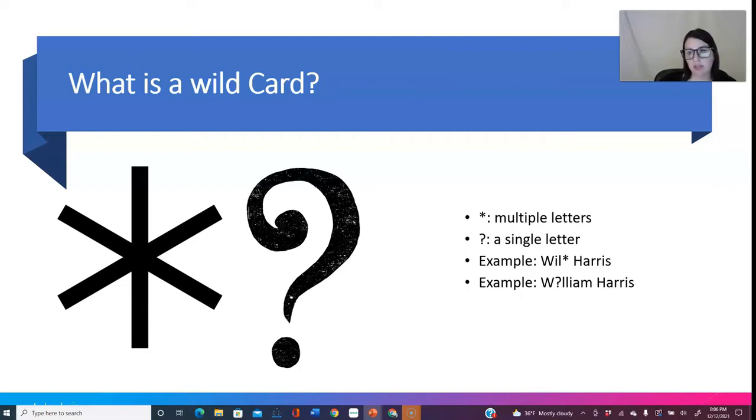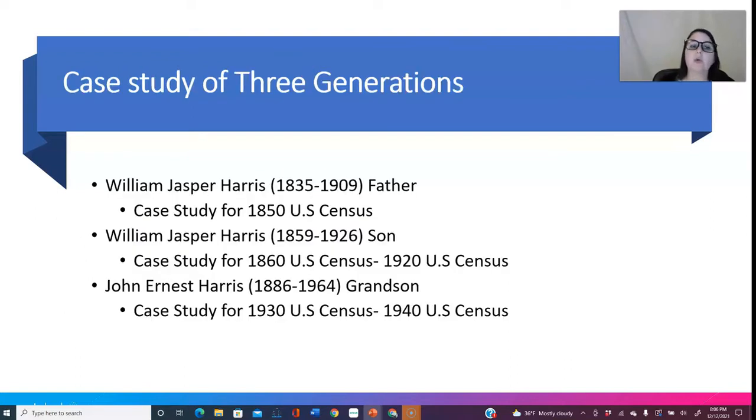Now, like I mentioned earlier, there are 3 generations for this case study. There is William Jasper Harris. He was born in 1835 and passed away in 1909. He is the father. He will be in the 1850 U.S. Census. I'll be using him as the example. And then William Jasper Harris was born in 1859 to 1926. He is the son. I will be using him for 1860 to 1920 U.S. Census.